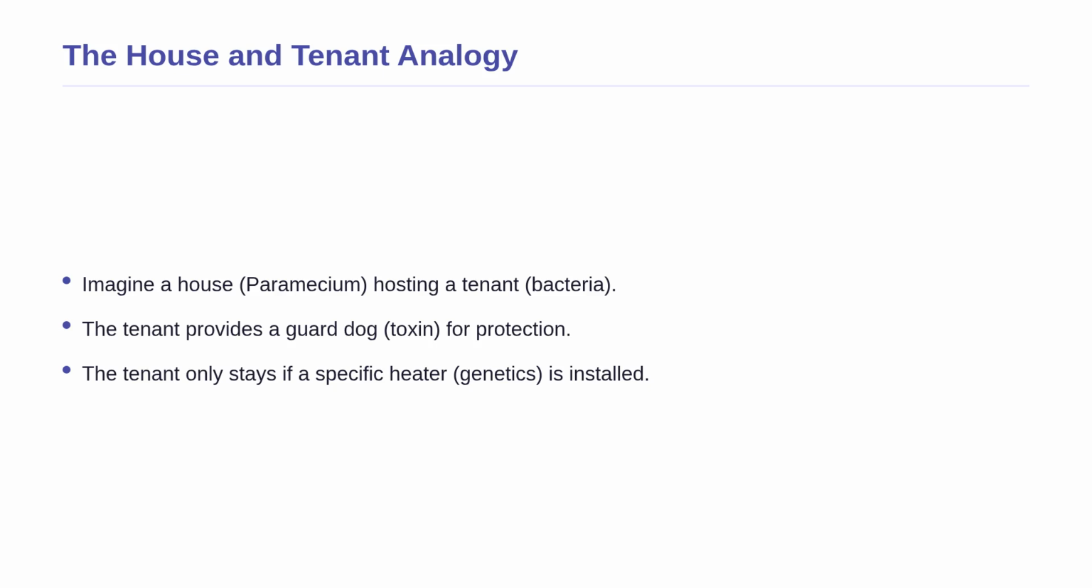To understand how this works, imagine you own a house and you invite a tenant to live in your living room. This tenant owns a fierce guard dog that keeps all intruders away, making your house a highly protected fortress. However, the tenant will only stay if your house has a specific type of heating system installed. If the heater breaks, the tenant leaves, the dog leaves, and your house becomes vulnerable once again.